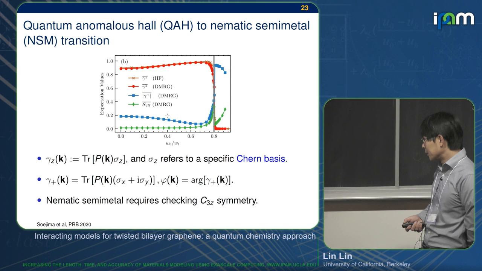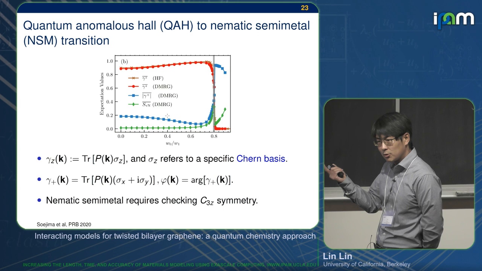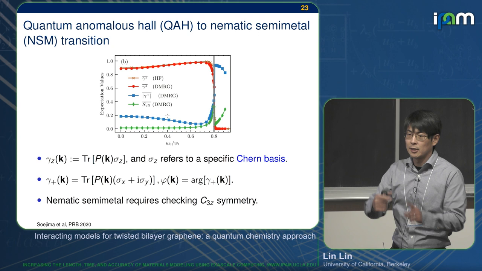What people have been doing before is to compute this order parameter, which is the trace of P_k with respect to sigma z. But because sigma z is just diag(1, -1), you need to choose a basis. Specifically, you need to choose the so-called Chern basis, where the band has a Chern number plus or minus 1. You have to do gauge fixing and define the basis called the Chern basis.